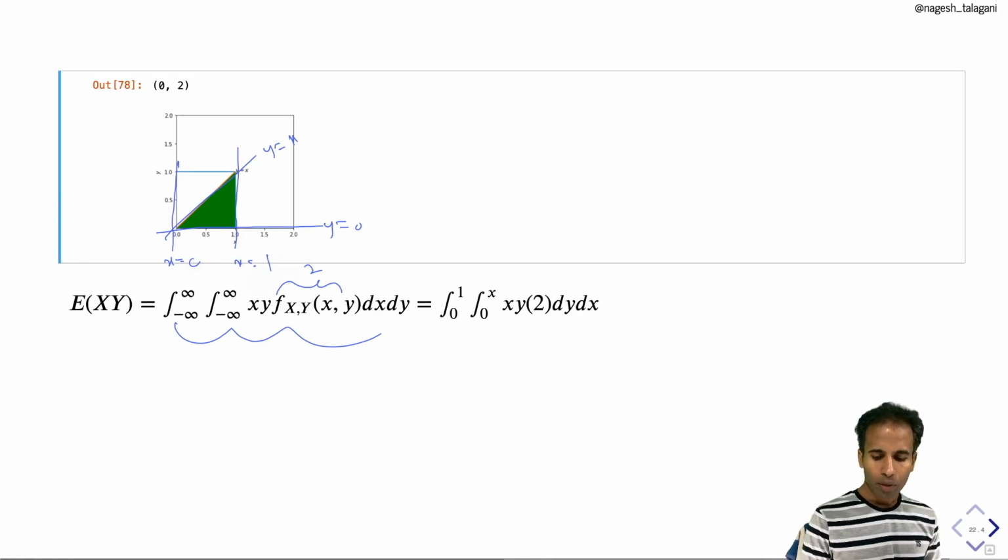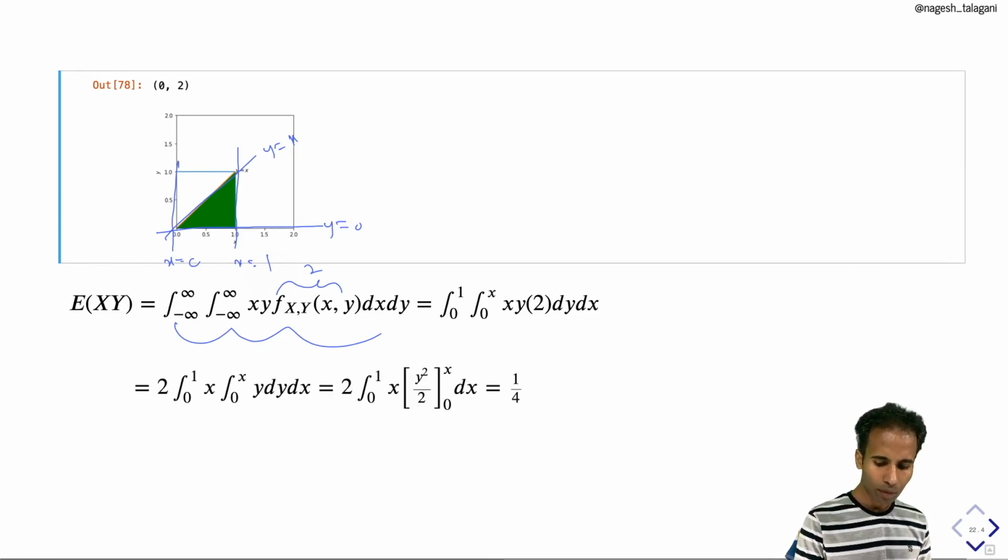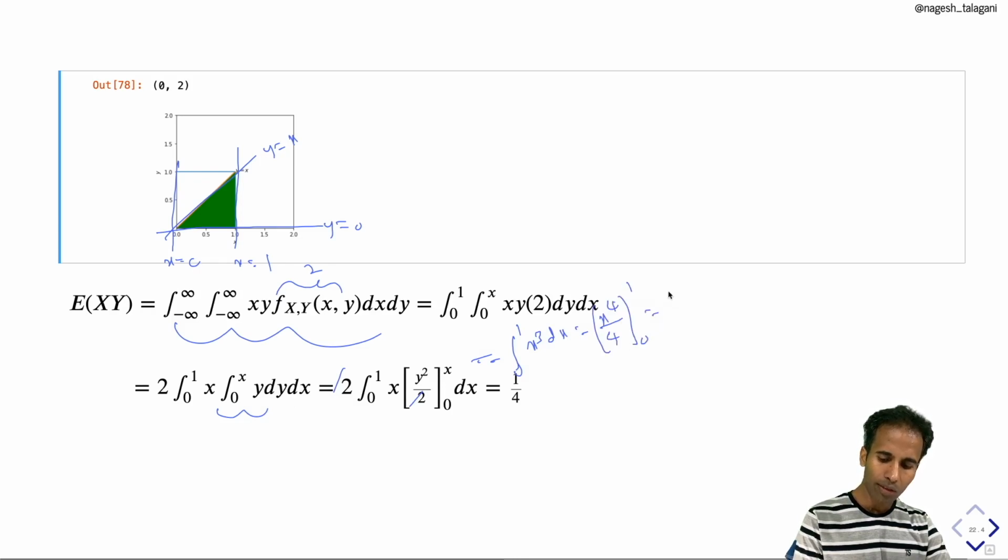So okay, let's do this integration. First we are integrating with respect to y. So if you do that, then y integration going to be y square by 2 after applying the limits 0 to x. So you will end up with x square by 2. Okay, so then you will have the 2 to cancel, then you will have integral 0 to 1 x cube dx. It's going to be x to the power of 4 by 4, 0 to 1, it's going to be 1 by 4. So therefore expectation of xy will be 1 by 4.